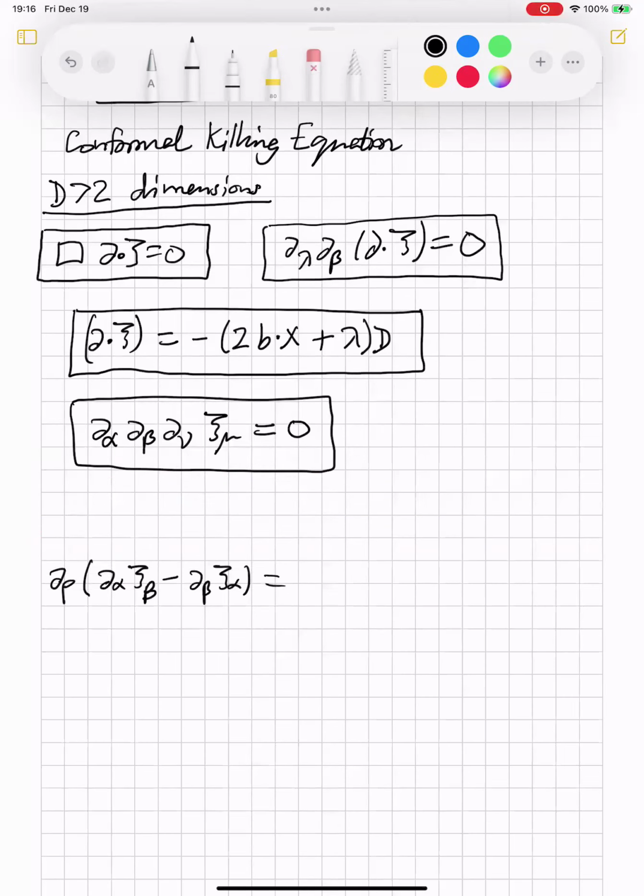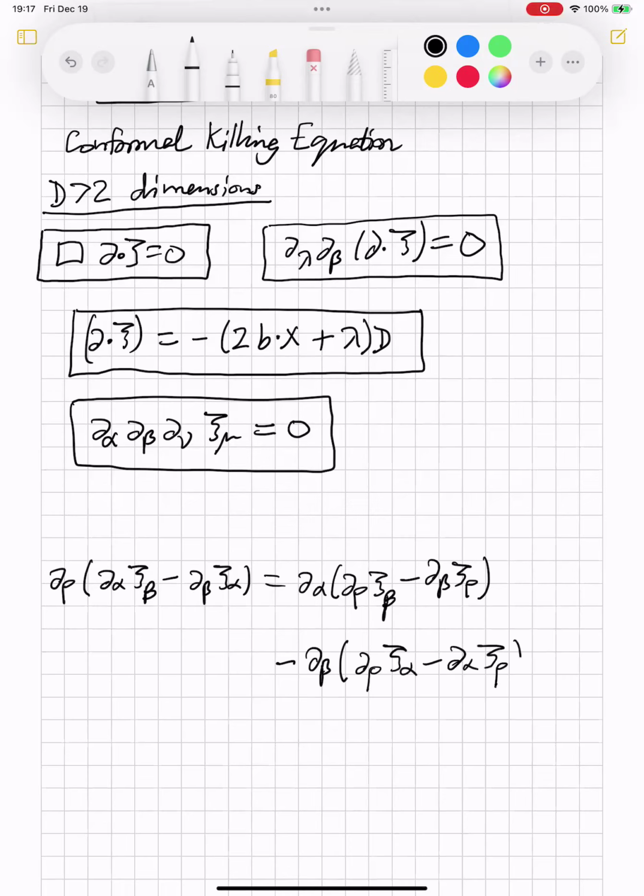Okay, so I'm going to write this as ∂_α ∂_ρ ζ_β minus ∂_β ζ_ρ minus ∂_β ∂_ρ ζ_α minus ∂_α ζ_ρ. So why are these two equal? Well, look at this term over here that I've called 1. This is ∂_α ∂_ρ ζ_β. This is ∂_α ∂_ρ ζ_β. So that term appears there.